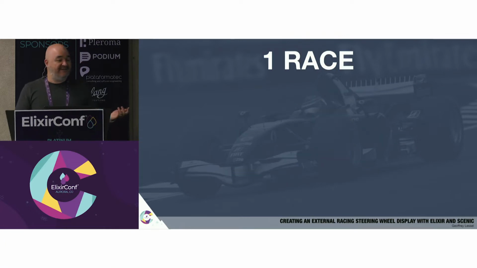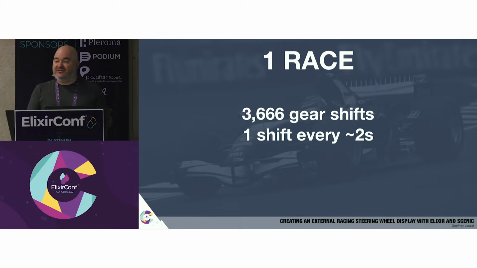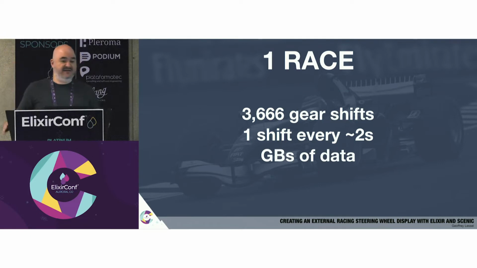So that means over one race at Monaco, for example, there are 3,600 gear shifts. That means one shift around every 2 seconds, which is a lot of gear shifts. There are gigabytes of data being sent to and from the car. There are sensors all over the place on the tires, on the engine and exhausts, on the forces the suspension is handling. Even the driver has all sorts of sensors monitoring heart rate and that kind of stuff. So there's a lot of information being passed to and from.